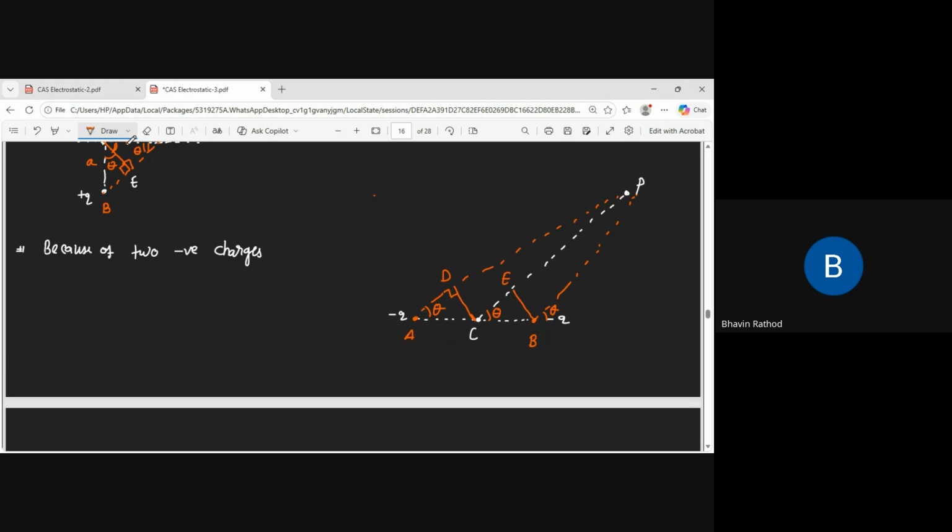Okay, so now we can say that the potential at P would be equal to minus KQ for the left charge, where the distance is equal to R. Now here this distance is A, right? So it will be R plus A cos theta. And because of the right charge, it will be minus KQ, and the distance is R minus A cos theta.